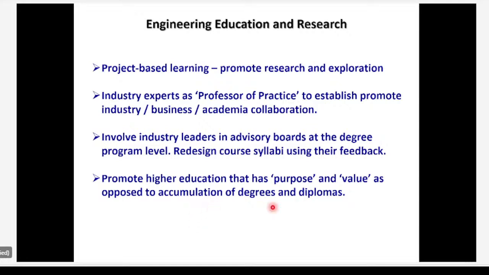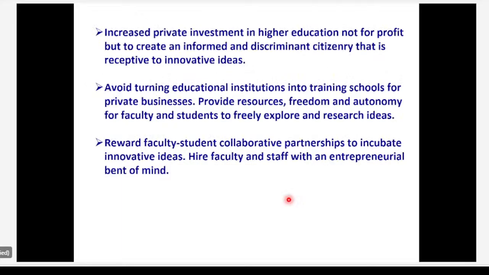And you want to promote higher education that has purpose and value, not just granting degrees and diplomas. And this is something that as a young faculty we cannot do, but we have to do something or encourage our management and administration to increase private investment in higher education. And we know that a lot of private businesses put money in colleges and universities, they establish institutes and other things. But you have to remember that you don't want institutions to become training schools for private businesses.